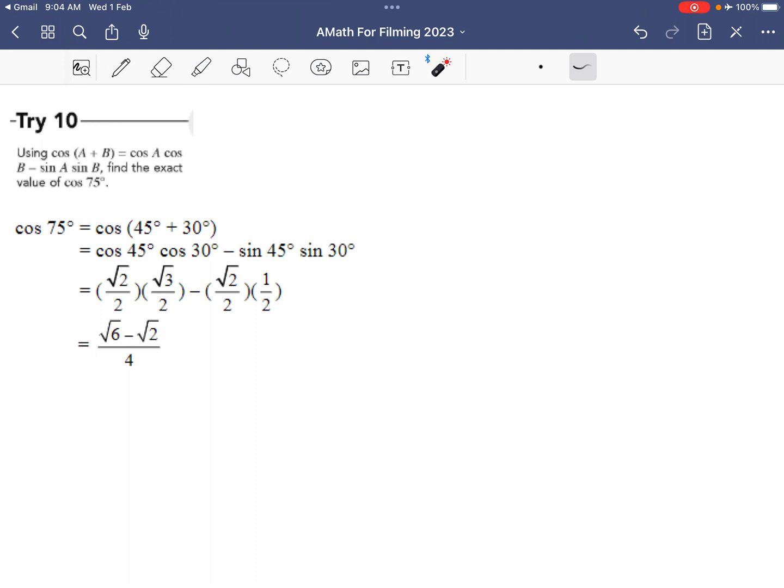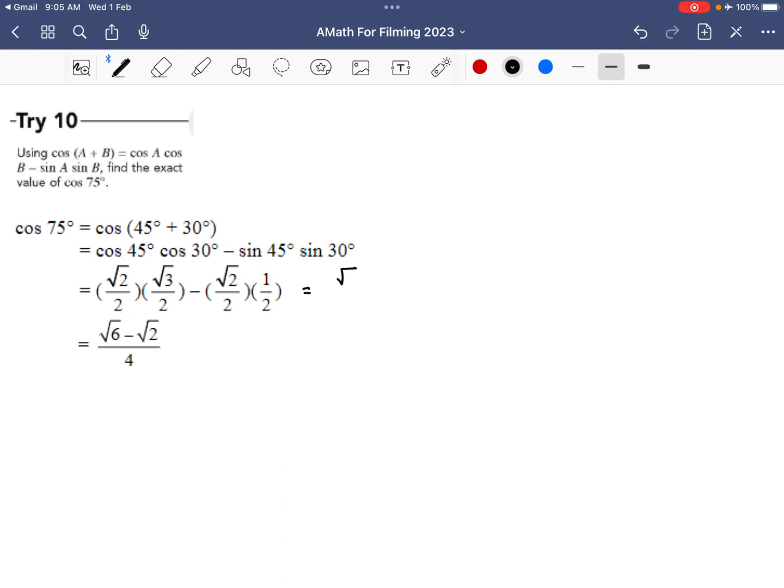Okay, for try 10 itself, using cosine A plus B, find the exact value of cosine 75 degrees. So 75 degrees, the special angles we have are 30, 45, and 60. So 75, very clearly, is 45 plus 30 degrees. So I'll let A be 45 and B be 30. I apply cosine A plus B is cosine A cosine B minus sine A sine B. You need to remember all these special angles. Cosine 45 is √2 over 2, cosine 30, sine 45, and sine 30 itself.